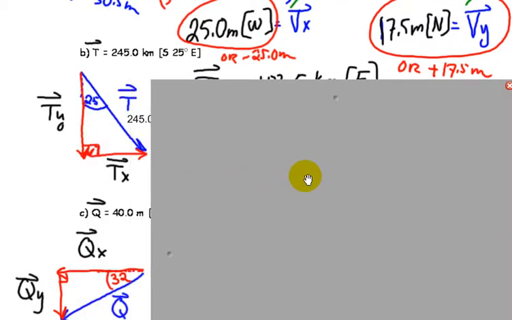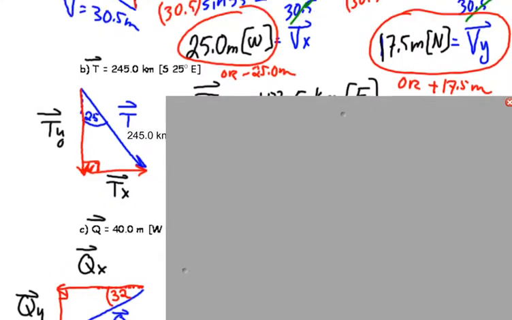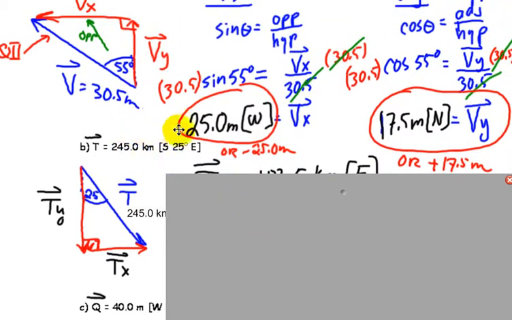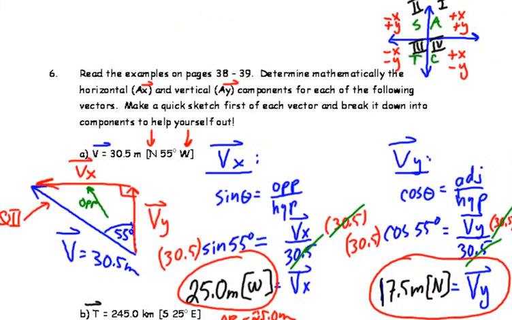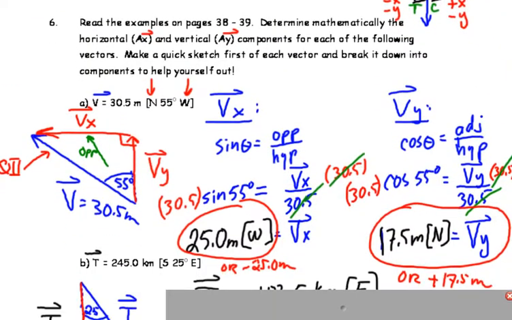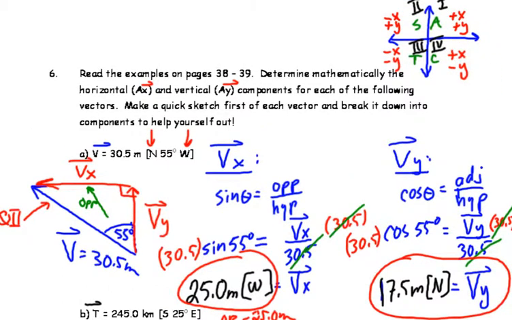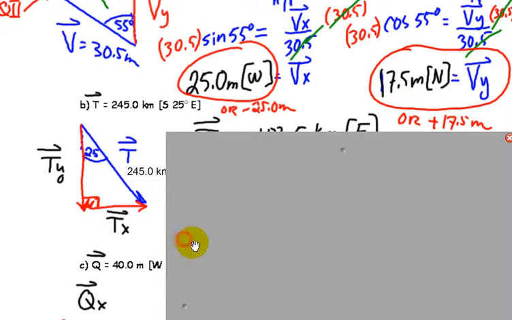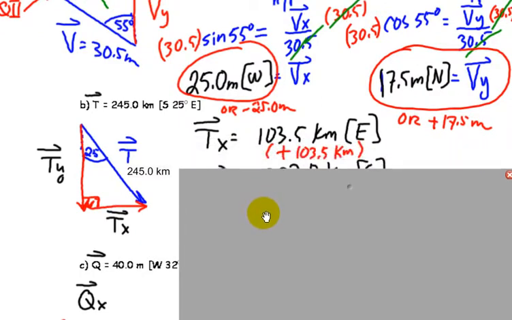If you had a chance to sketch that, it looks something like this. It's pointing in the southeast direction, so it's in quadrant 4, and it'll have a positive x and a negative y value. Sketching this out, we get Ty. It's south, then east, angling at a 25-degree angle. I chose to figure out Tx first. Again, that's opposite over hypotenuse, and if you worked it out, you should get 103.5 kilometers. It's pointing to the right, which is east, or plus 103.5.